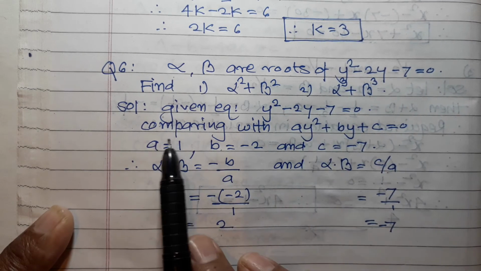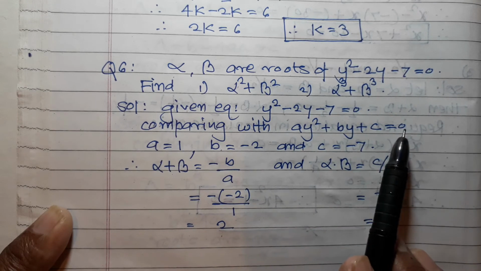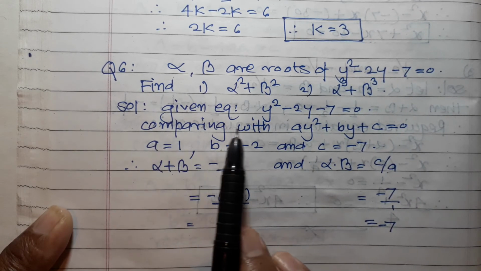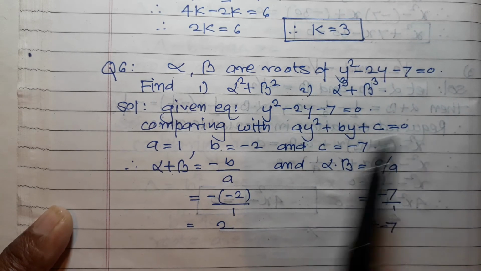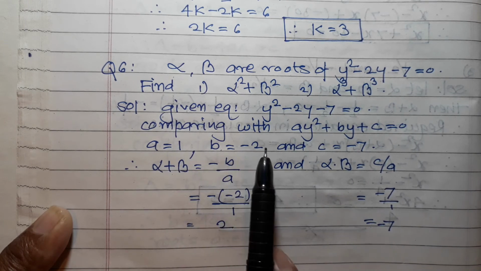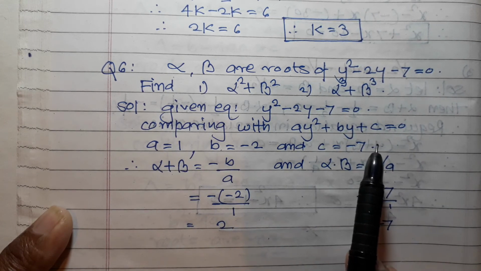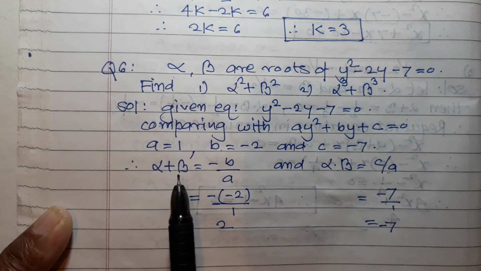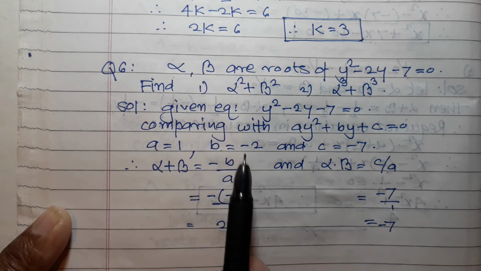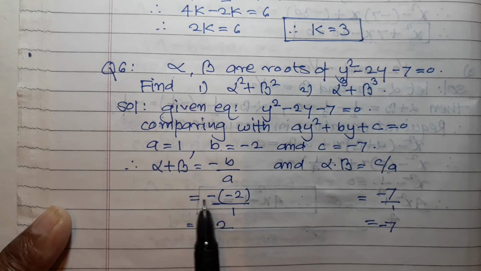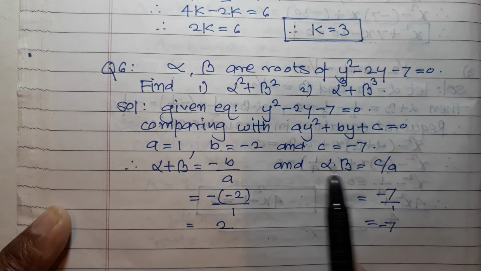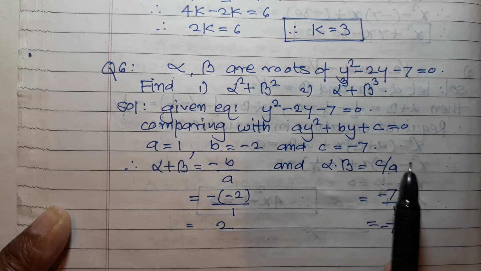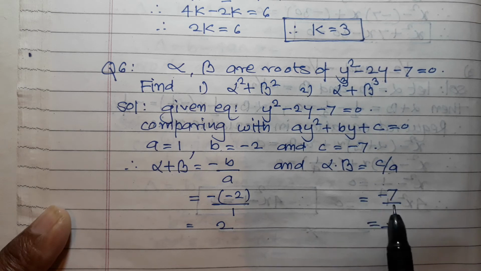This equation you compare with the standard form of quadratic equation, and therefore comparing with ay square plus by plus c is equal to 0, a is equal to 1, b is equal to minus 2 and c is equal to minus 7. And therefore alpha plus beta is equal to minus b upon a is equal to minus into bracket minus 2 upon 1 is equal to 2, and alpha into beta is equal to c upon a is equal to minus 7 upon 1 is equal to minus 7.